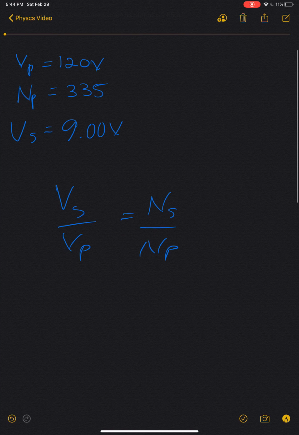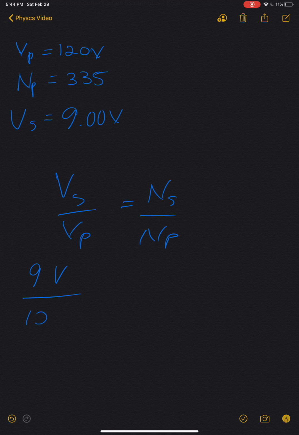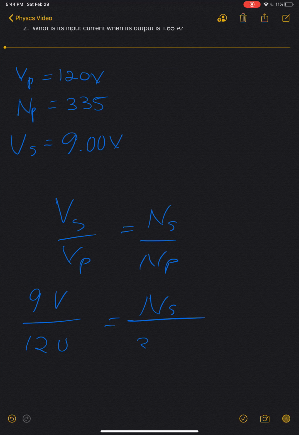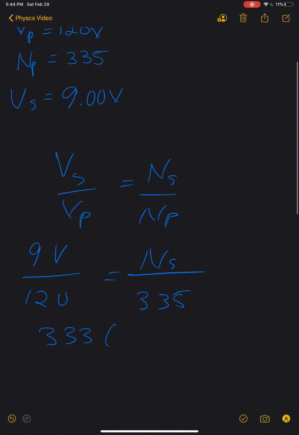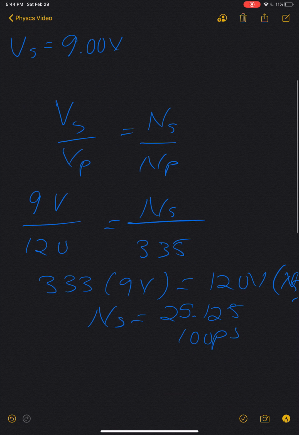And so then we can just plug in our values. Our secondary voltage is 9 volts, right, over our primary voltage, which is 120, is equal to the secondary number of loops, which is what we're looking for, over the primary number of loops, which is 335. And so then we can just do some algebra. 335 times 9 volts is equal to 120 volts times Ns, right? And then we can solve for Ns, and we get Ns is equal to 25.125 loops, or 25 loops, okay?